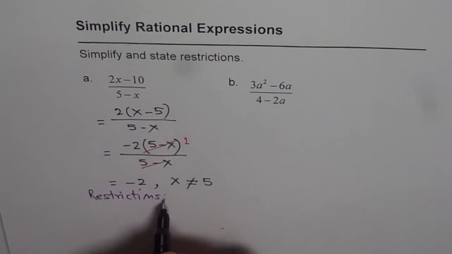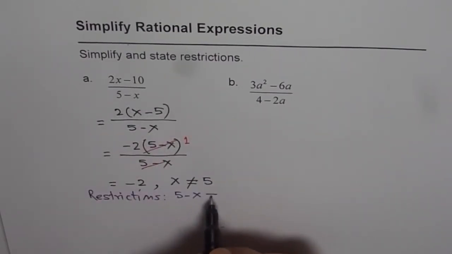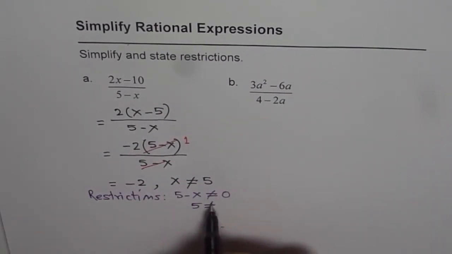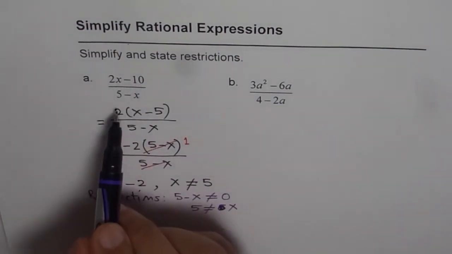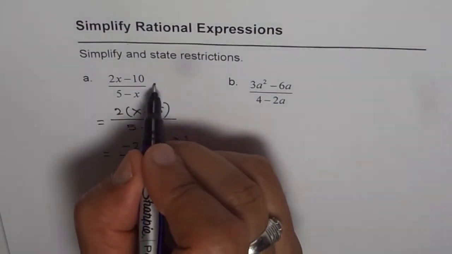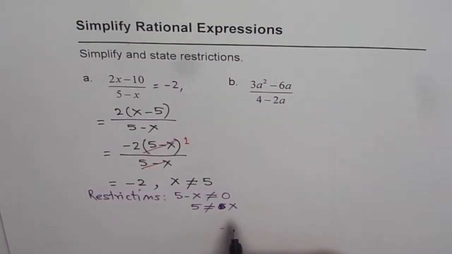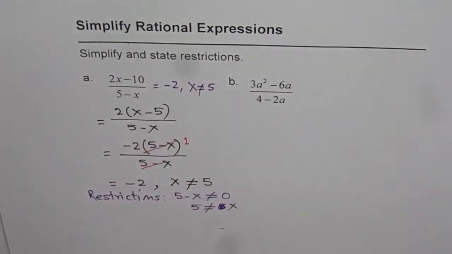So say restrictions are that the denominator cannot be 0. That means 5 minus x is not equal to 0. That means that x is not equal to 5, right? I mean, x is not equal to 5. So that is the restriction, correct? So we get our solution, that is (2x minus 10) divided by (5 minus x) is indeed equal to minus 2. And the restriction is that x is not equal to 5, correct?